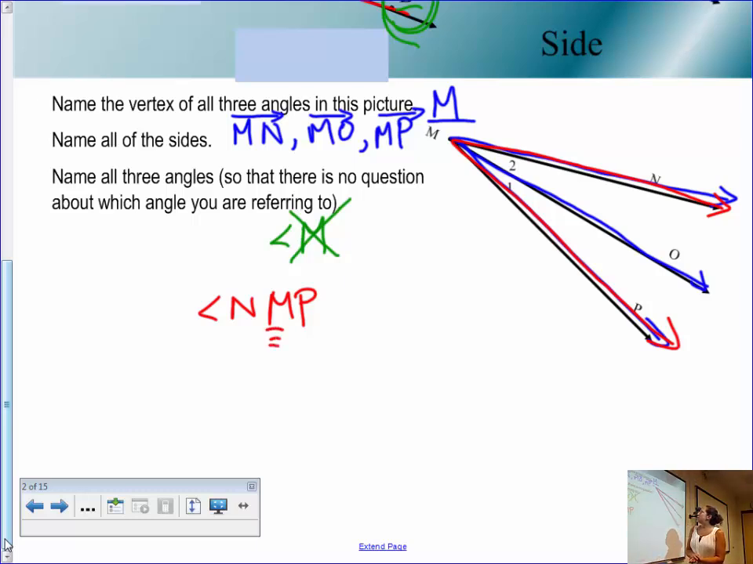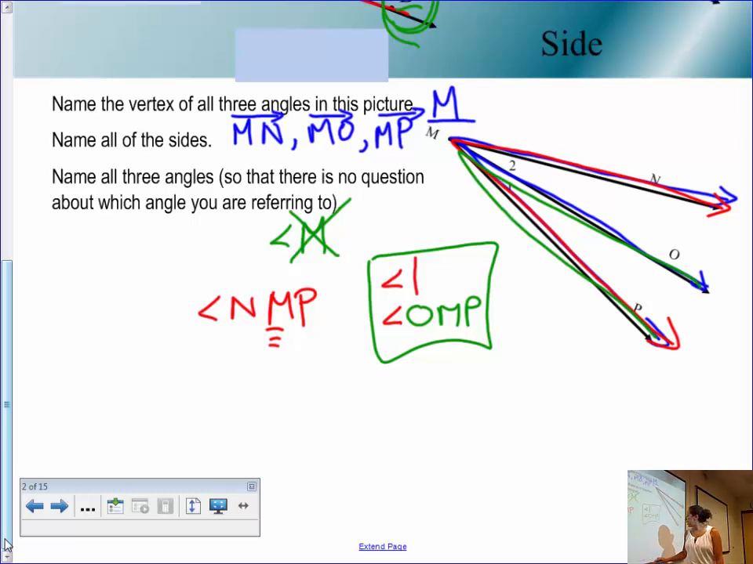The other two angles, I could either say angle 1, let me change colors here, we're talking about this angle right here. So we could say that would be angle OMP. So these are the same. Now, if I want to talk about angle 2, I could also call that angle NMO. Okay? So again, make sure that vertex is the center letter.